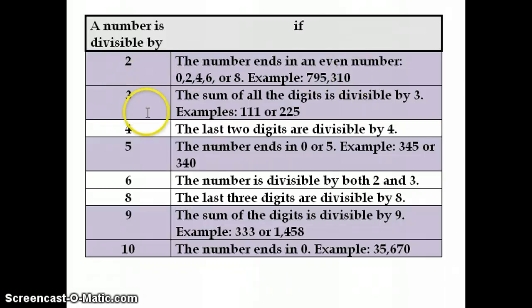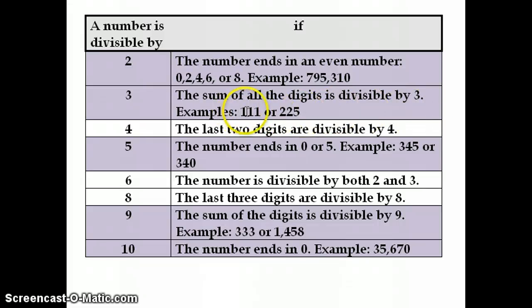Let's look at the rule for 3. I think this is a really fun one. The sum of all the digits is divisible by 3. So that means we need to add up all the digits. No matter how long the number is, we add up all the digits, and if the answer, the sum, is divisible by 3, then we know that that entire number is divisible by 3.